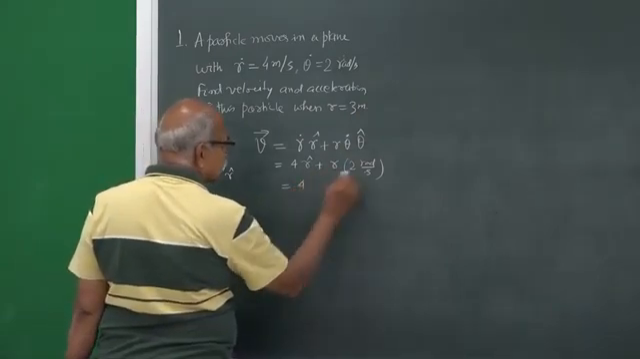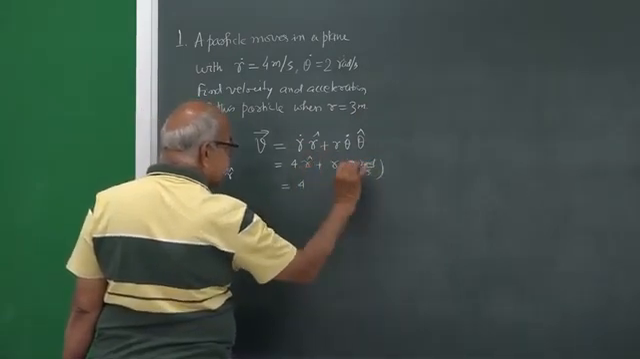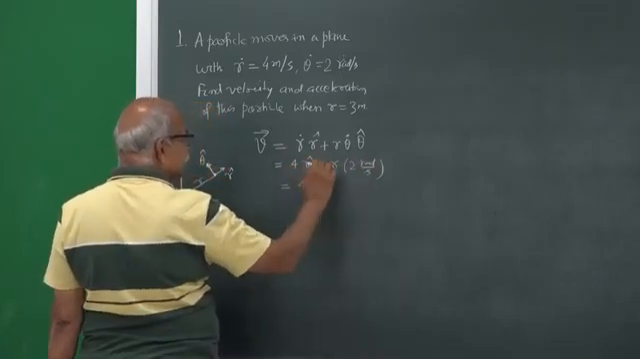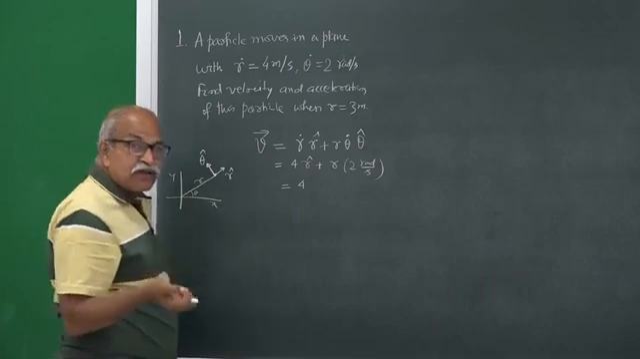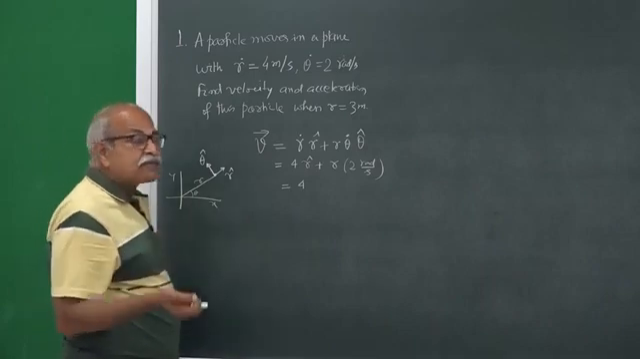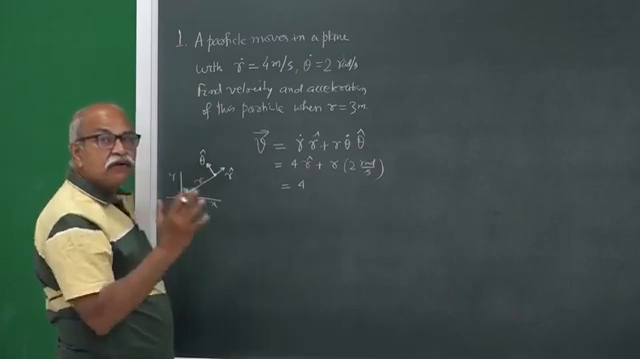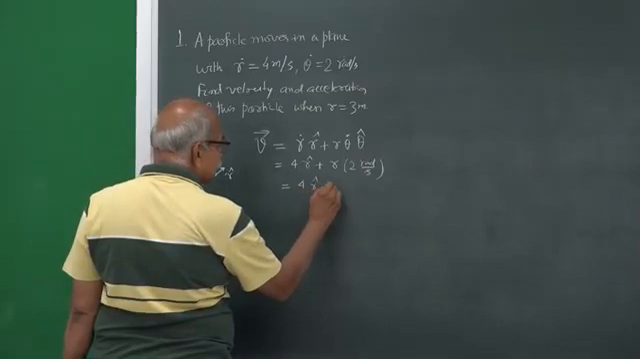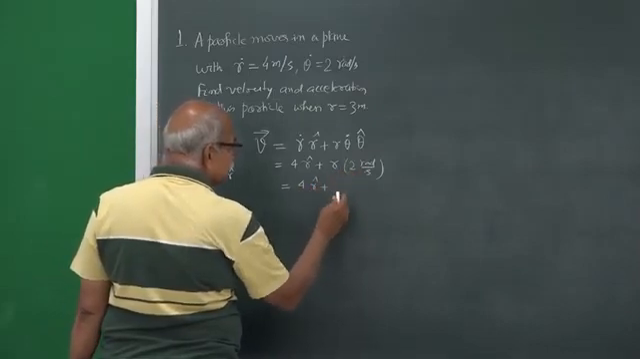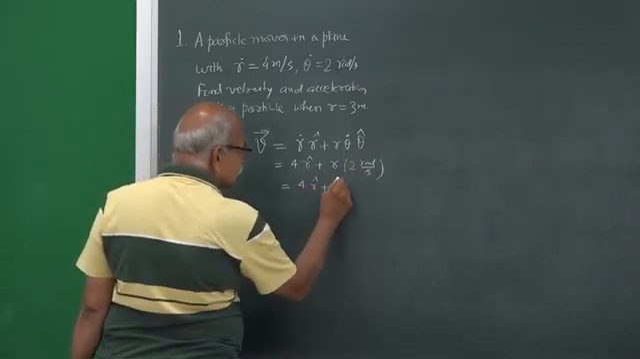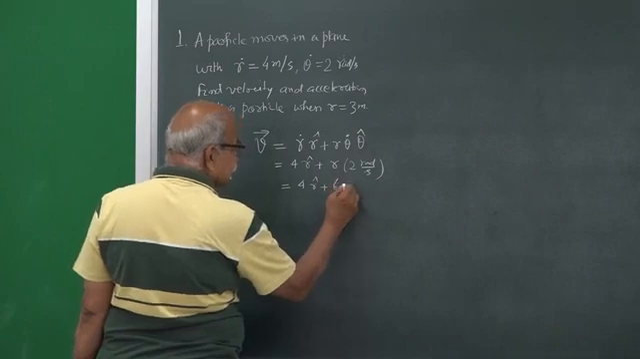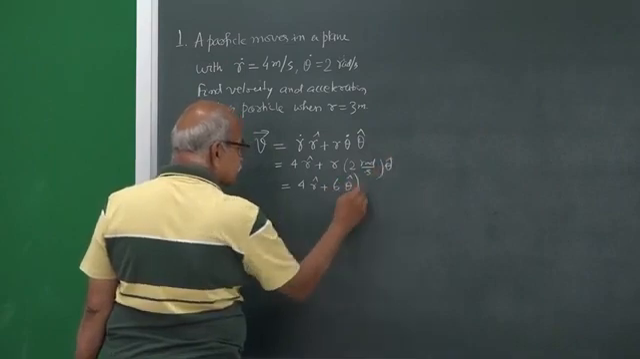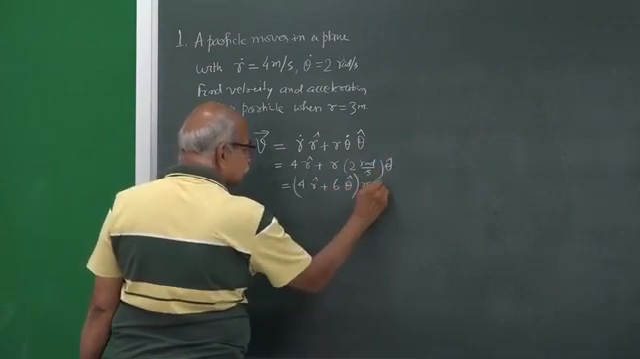Finally it will be in meter per second. Remember that I am using only the numerical values here, but the velocity will come out in meter per second because we are feeding all SI data. So, this is 4 times r cap plus 3 into 2, which is 6, theta cap. So, that is the velocity in meter per second.